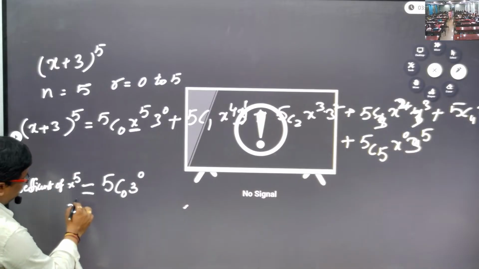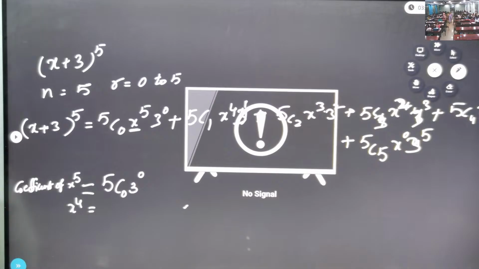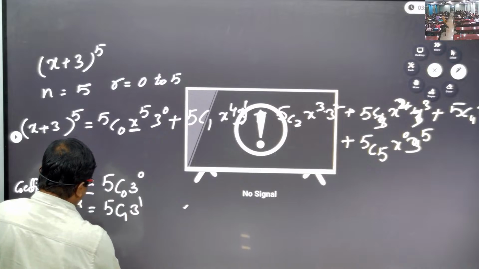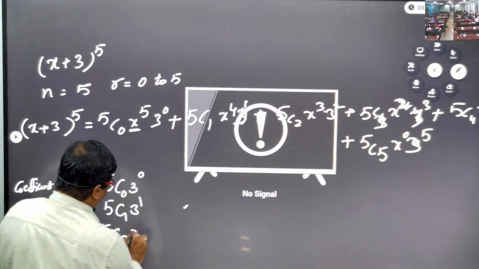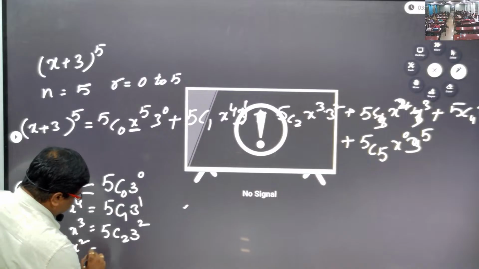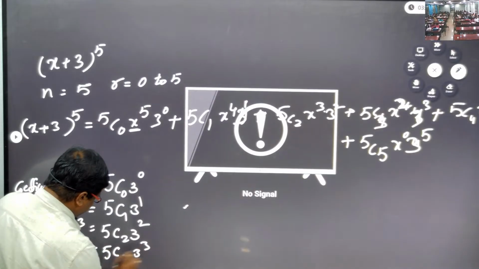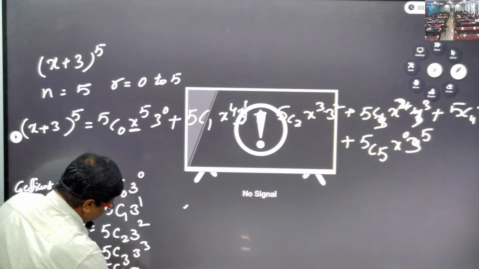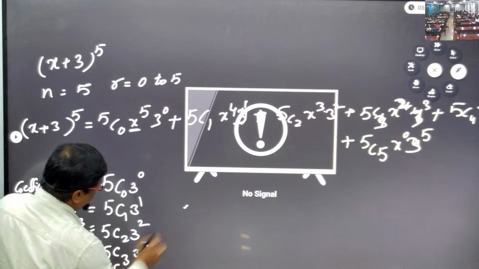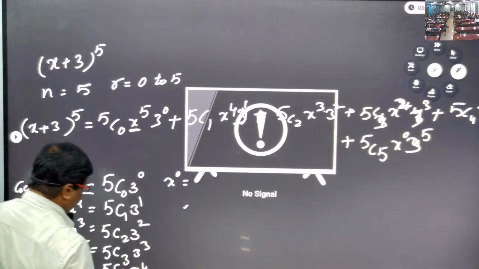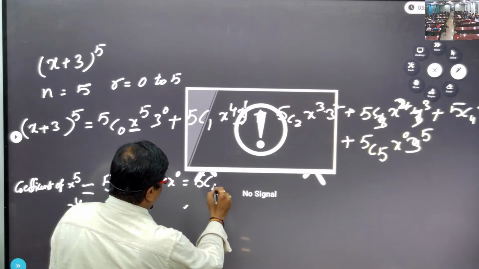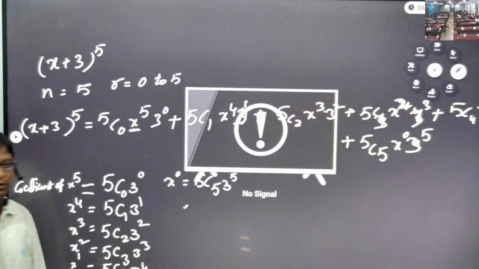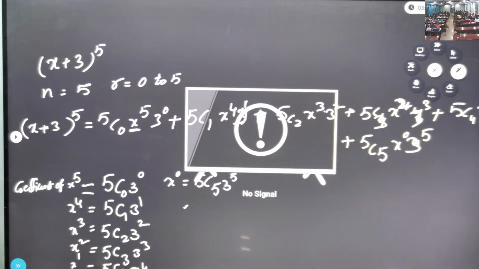So the coefficient of x power 4 is 5c1 3 power 1, coefficient of x power 3 is 5c2 times 3 power 2, x power 2 is 5c3 3 power 3, x power 1 is 5c4 times 3 power 4, x power 0 will be 5c5 times 3 power 5. Okay. So what are the values that we need to calculate?